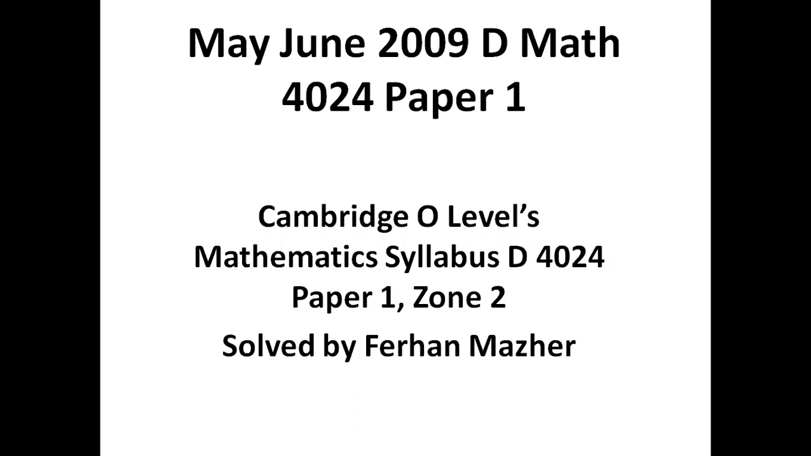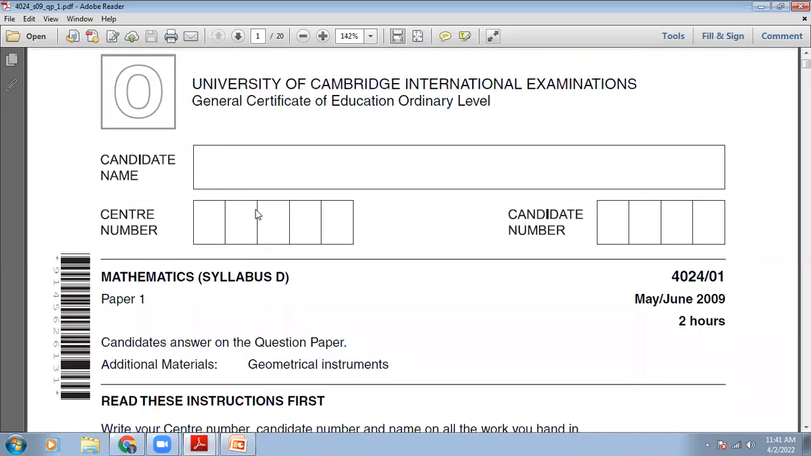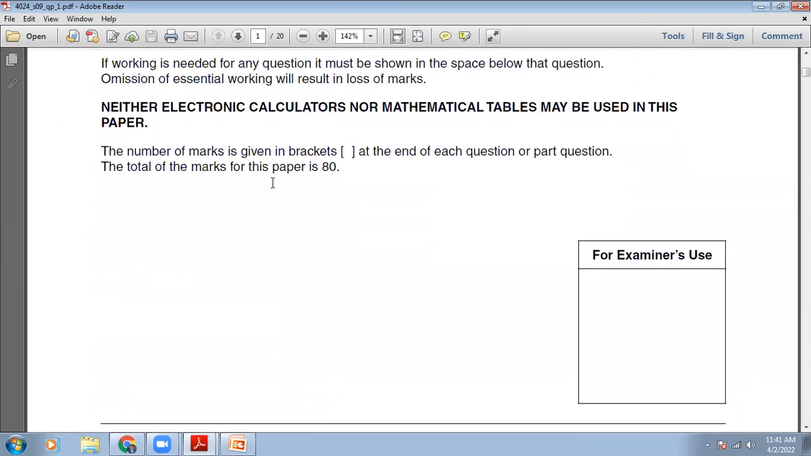Today, we have set our hearts to solve paper 1 of the mathematics, and we have selected May-June 2009, paper 1. The time allowed is 2 hours, and the calculator is not allowed in this paper. So let's start this paper. On your screen, you can see the paper, May-June 2009, paper 1, time allowed 2 hours, calculator not allowed.